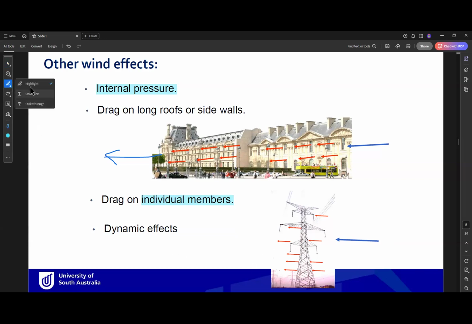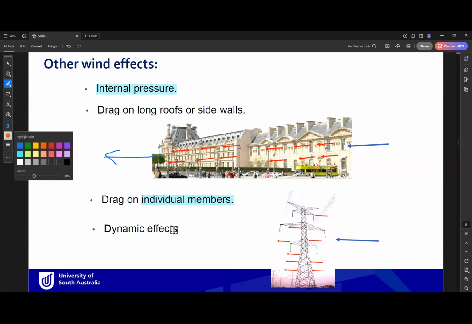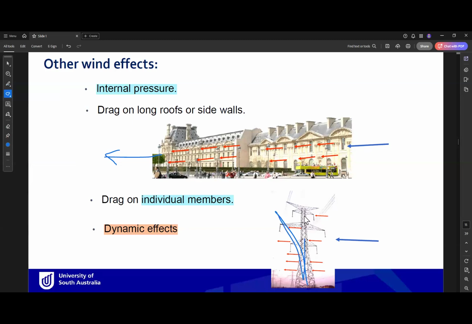Also, the last one is that the wind can have dynamic effects on the structure. As the wind is a dynamic force, it can also cause a dynamic effect on the structure. The structure can move in this direction, go back to its original position, and then go back to the other direction. All of this is considered a dynamic effect on the structure. But in our course, we will not be considering internal pressures, drag forces, or dynamic forces.